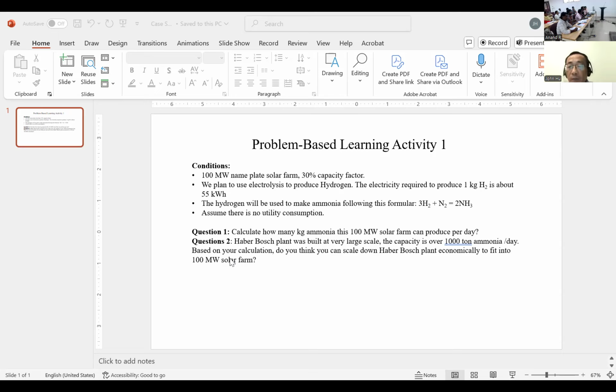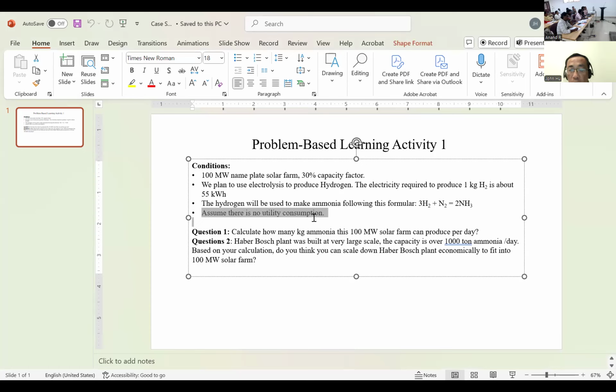By the way, this student mentioned that the 70 ton does not assume utility consumption. If you factor in utility consumption, that means you do not have the 100 megawatt to begin with, because a fraction of the 100 megawatt you have to keep on the side to run your pump, your recycle, and all your utilities. Probably you barely end up with 50 megawatt. What does that mean? That means you probably will not produce the 70 ton per day. You probably produce 40 ton per day.